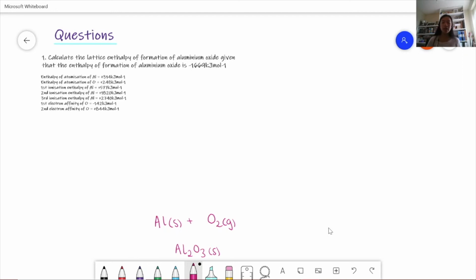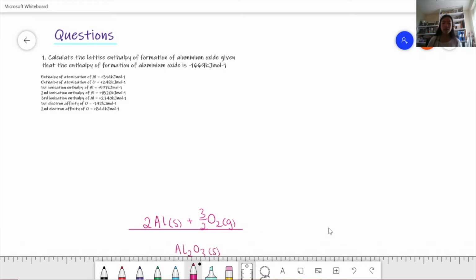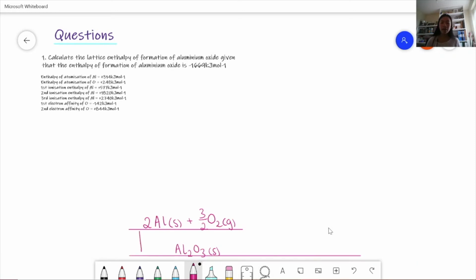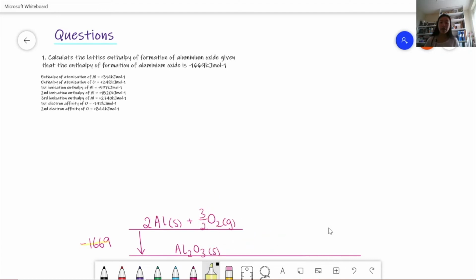And so now we need to balance this equation. So that means I need 2 aluminiums and 3/2 oxygens. And then I draw the lines to indicate the levels. And we draw the bottom one a bit longer. And now I have an arrow going down because this is an exothermic reaction, because we're forming bonds, so heat energy is given out. And I put in the value of minus 1,669. And I'm just going to highlight that so it's easier for me to see when I'm looking at the figures later.